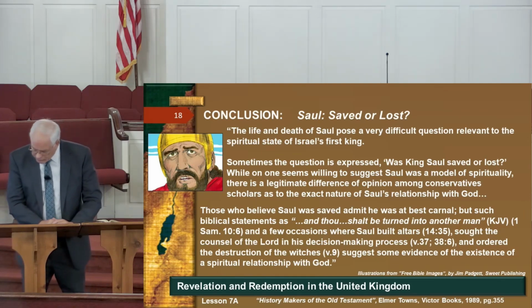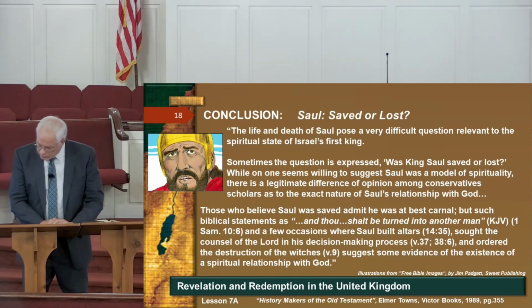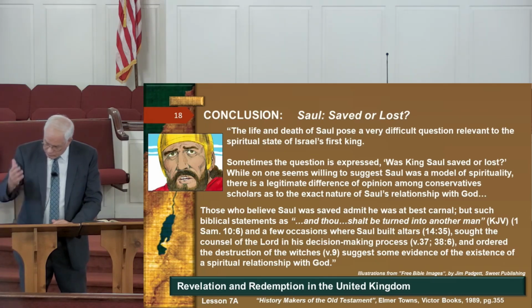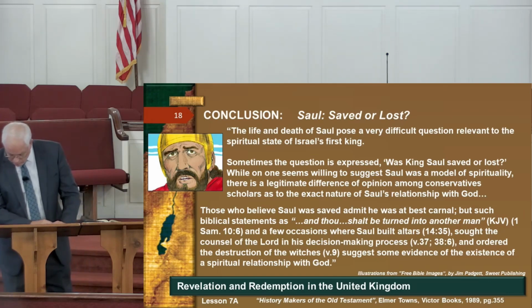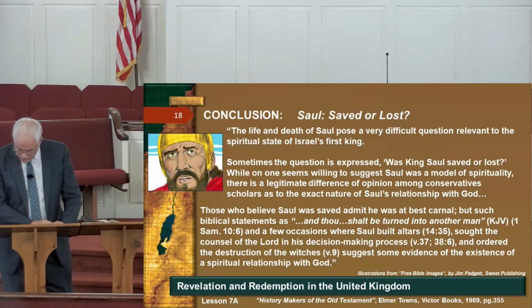But it says here, the life and death of Saul posed a very difficult question relevant to the spiritual state of the things. You can see this pretty well. You probably read it faster than I can. The summary of it was, was King Saul saved or lost? I'm jumping down to the next paragraph.